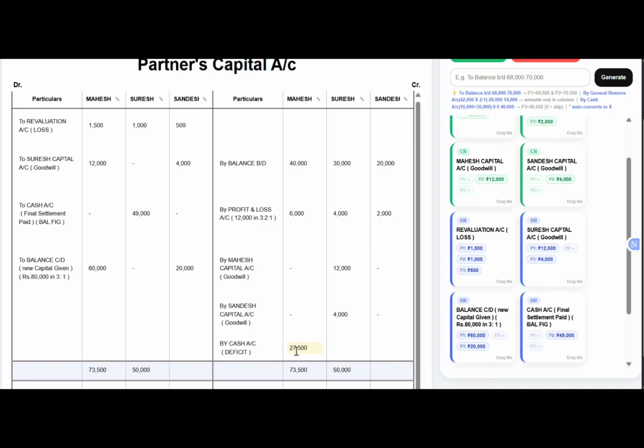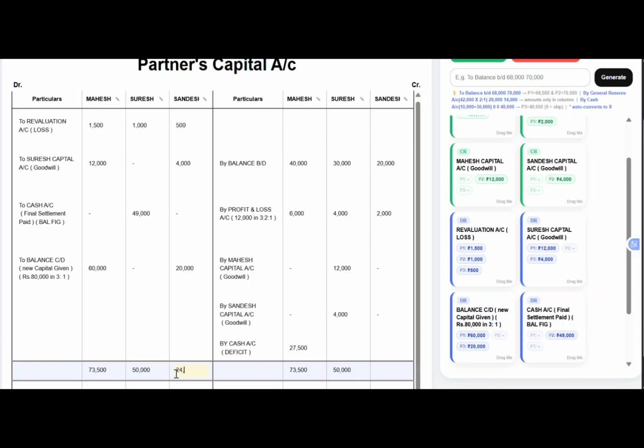For Sandesh, the total of the debit side, again, it is 22,000, but the total of the credit side is 24,500. Again, here, the debit side is higher. So write the debit side total 24,500 on both the sides.